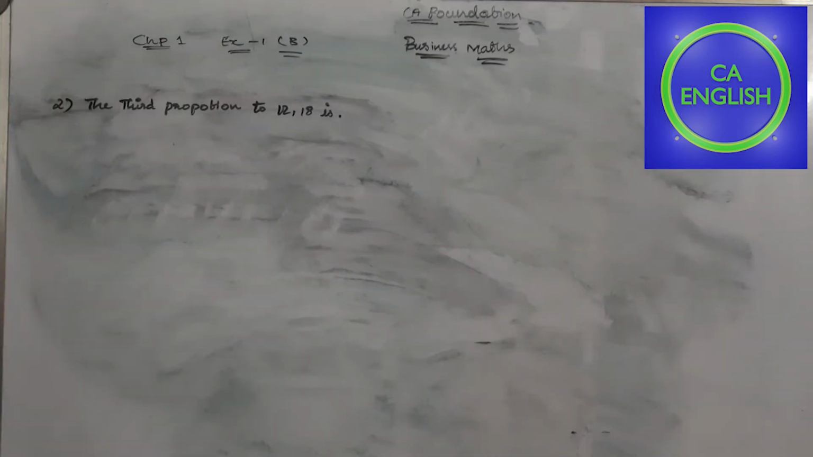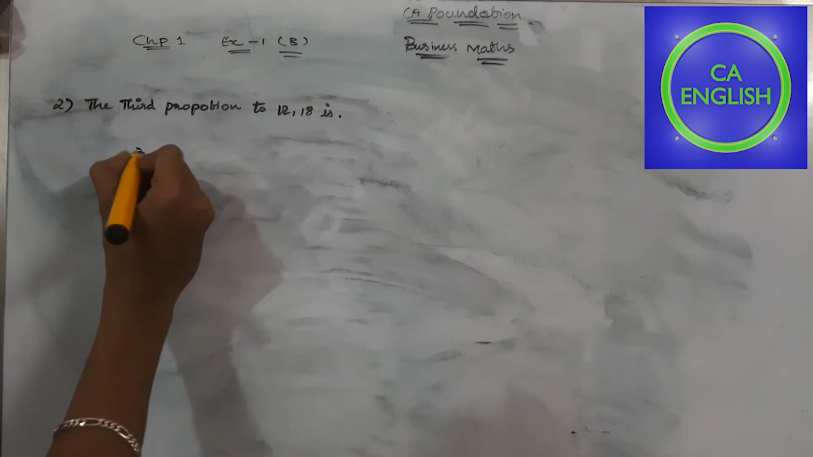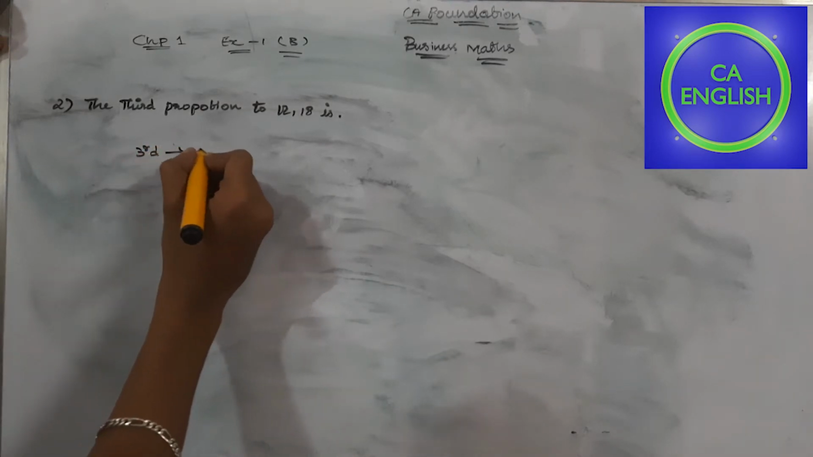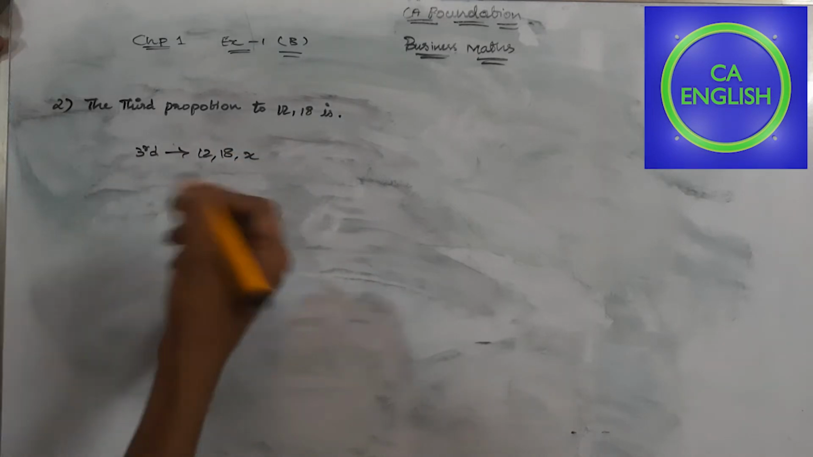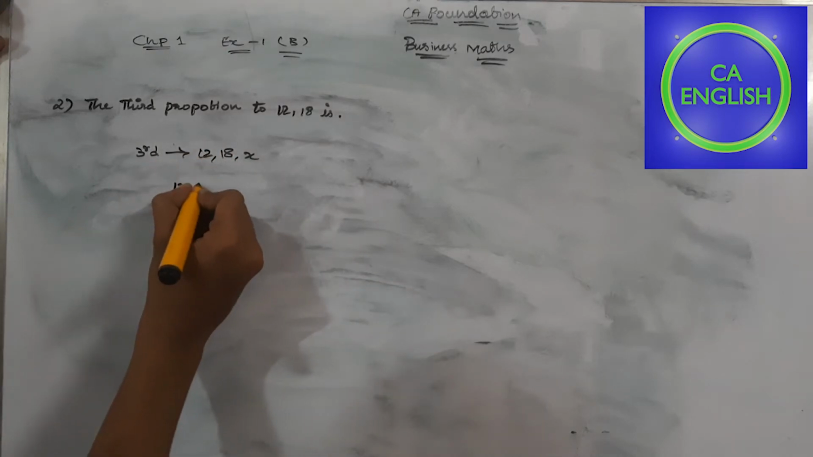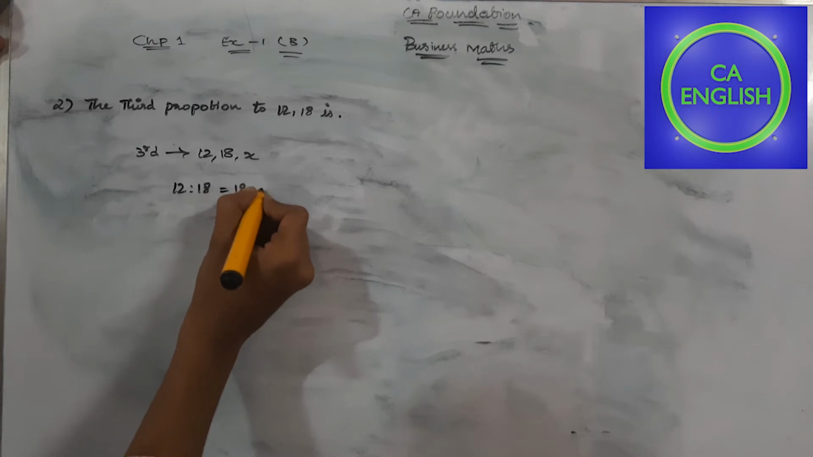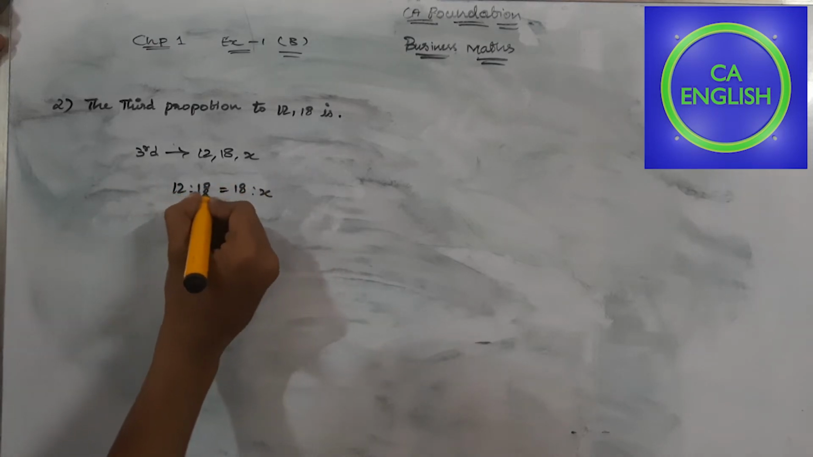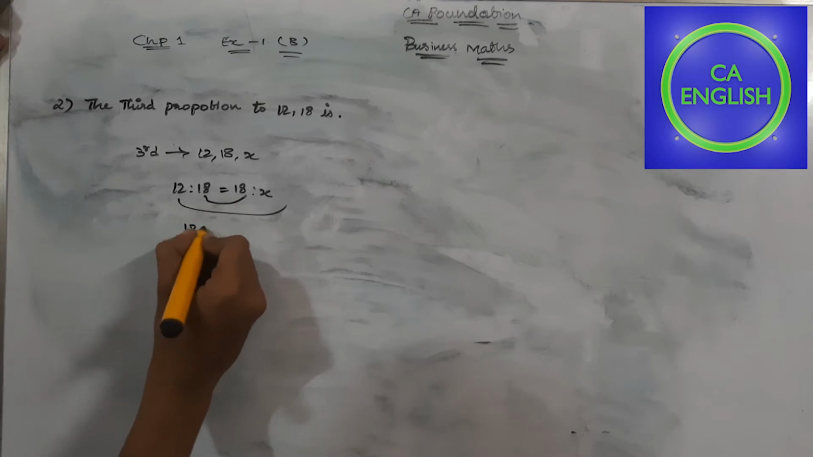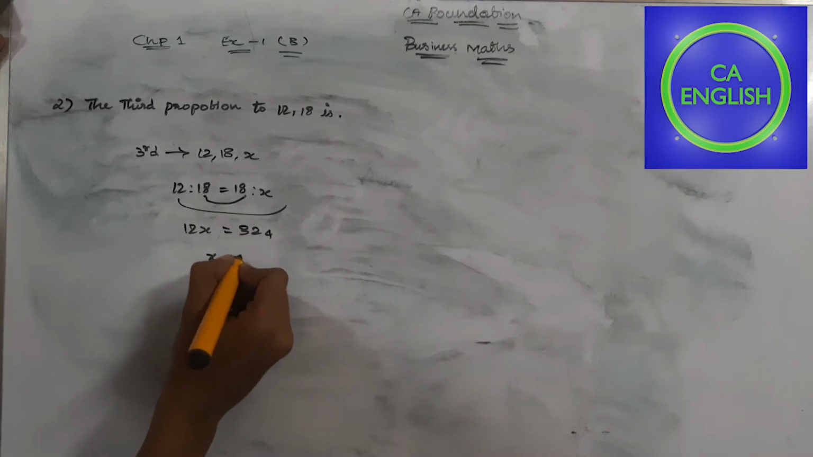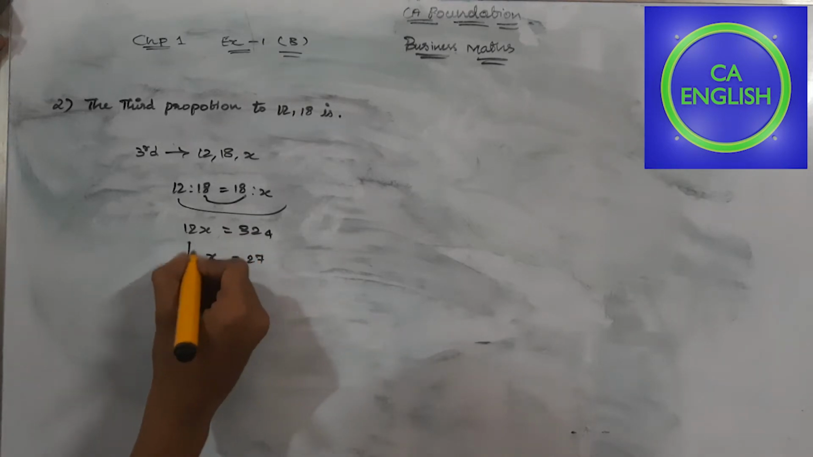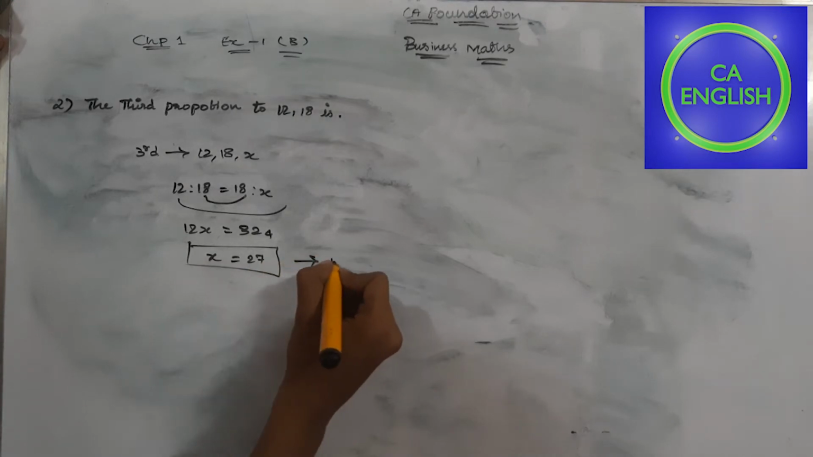And the second sum is: the third proportion to 12, 18 is. We want to find the third proportion. Just write third proportion implies 12, 18, x. Then write into ratio: 12 is to 18 is equal to 18 is to x. Multiply with alternative numbers. Therefore 12x is equal to 324, and the answer is x is equal to 27. That's it. Option B.